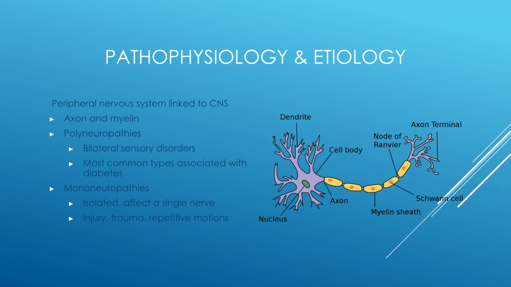The pathophysiology involves the peripheral nervous system linked to the CNS, affecting the axon and myelin. Polyneuropathies are bilateral sensory disorders, often associated with diabetes. Mononeuropathies affect a single nerve, usually from injury, trauma, or repetitive motions.